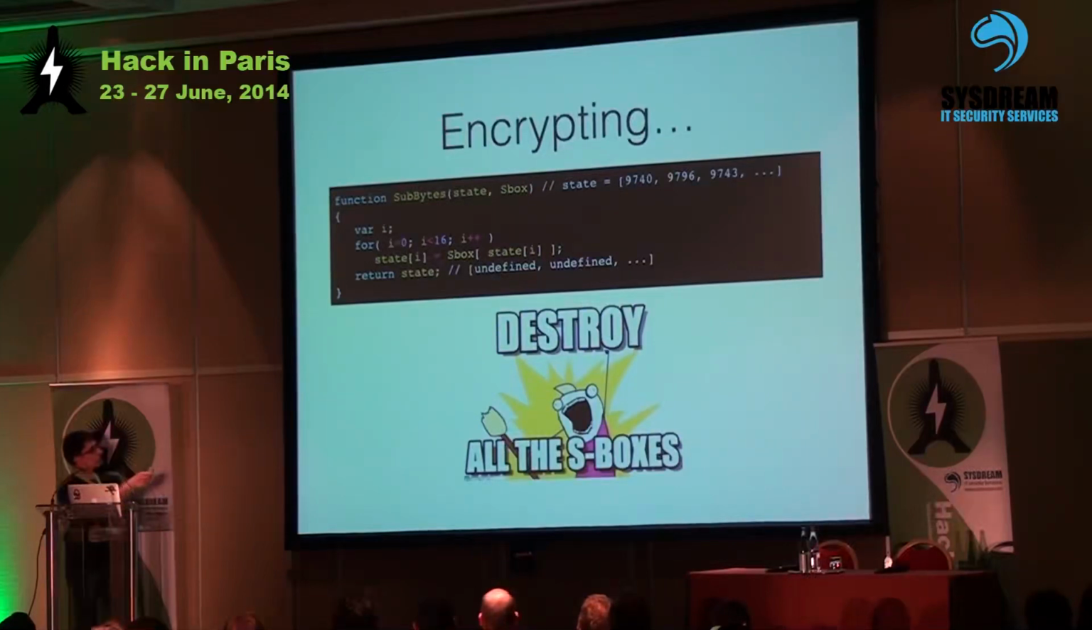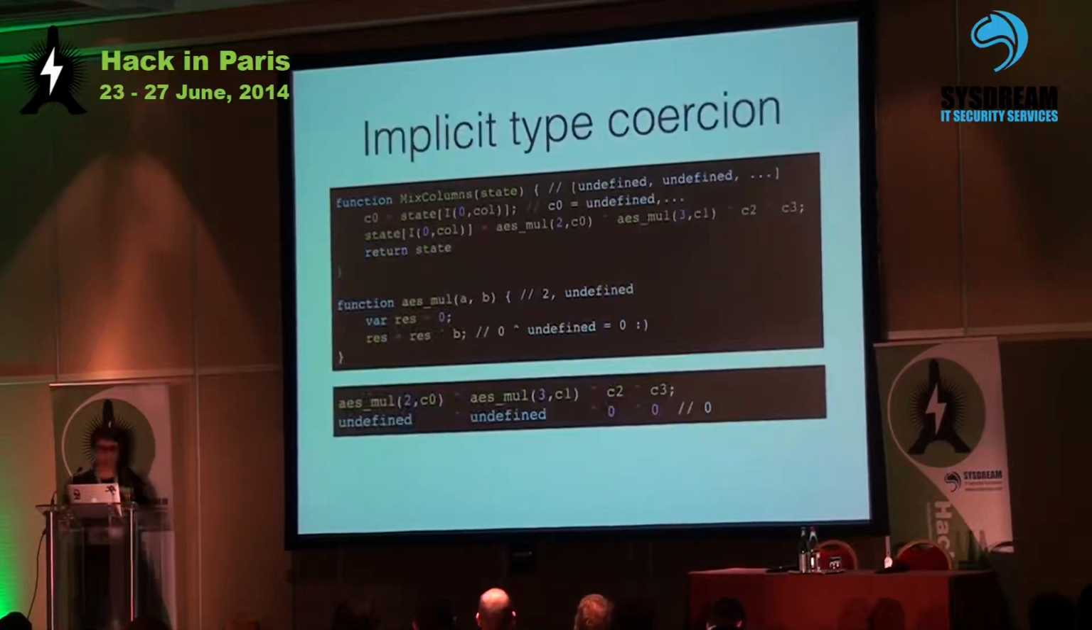But in this particular case, the S-box array has only 256 bytes. So the state here is more than 256. As a result, you modified the state to being 16 undefined values. And you basically altered the first round of the AES cipher, which is kind of bad enough, but there's more.